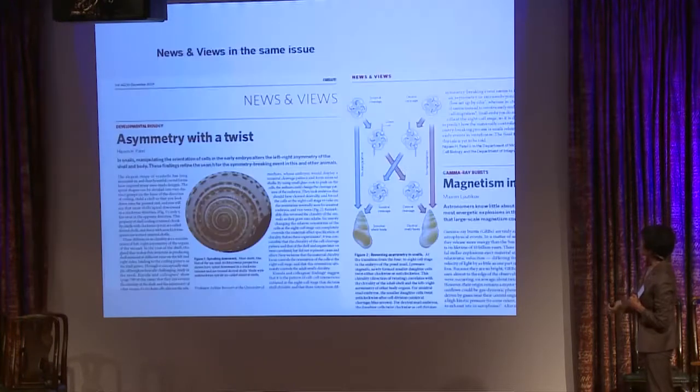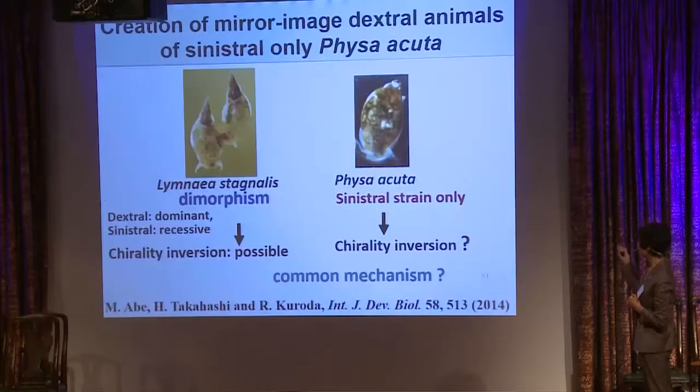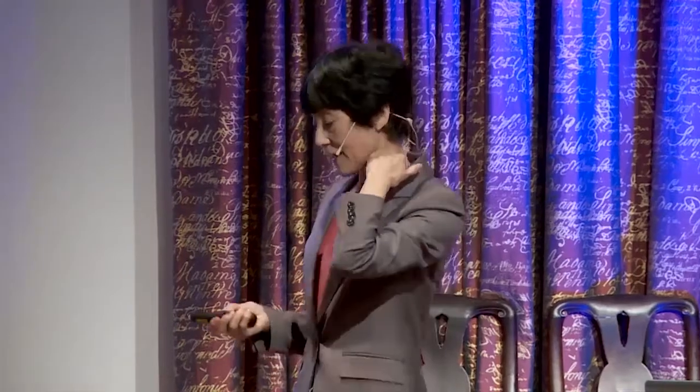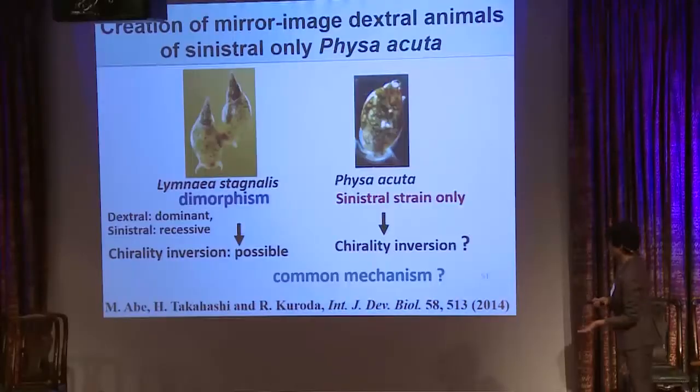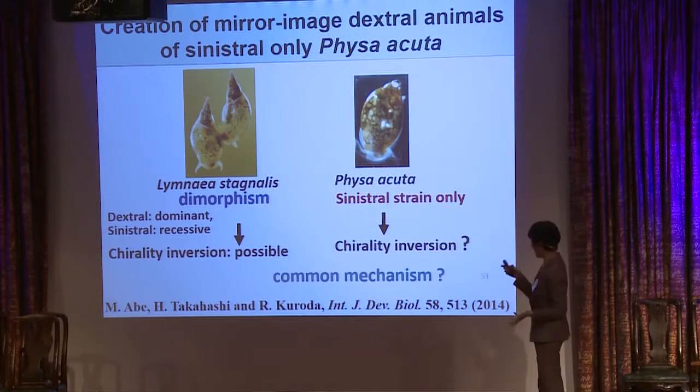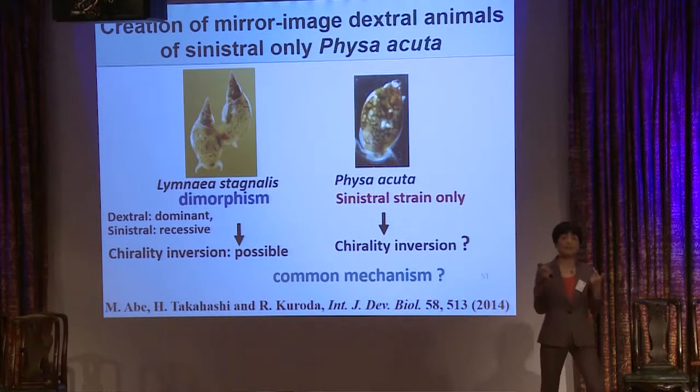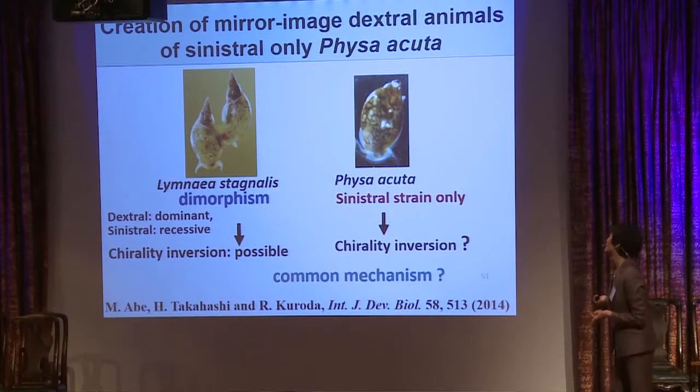Then this appeared in Nature. Then I thought about Lymnaea stagnalis, which is a dimorphism. It's a very rare species. You have dexter and sinister, both in the wild. So I thought that may be the reason I can do the trick. I can change it, swap the chirality. What happens if I do this to Lymnaea peregra? There's only the sinister one in the world.